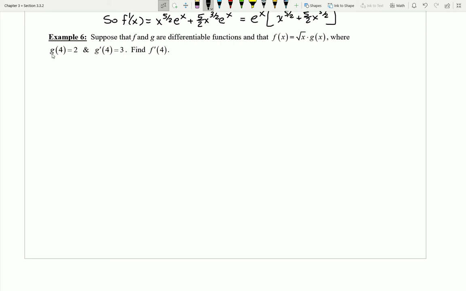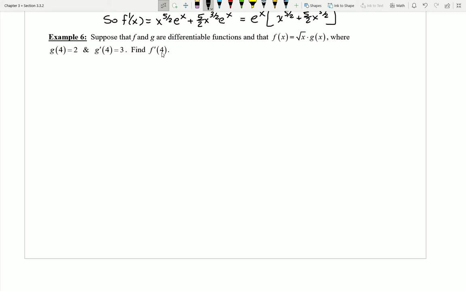I do know that if I plug 4 into the g of x function, it spits out 2. And if I plug in 4 to the derivative of the g of x function, it spits out 3. I don't know how in the world that's useful, but apparently it's what I'm told. And my goal in this question is to find the derivative of the function f and evaluate it at 4.